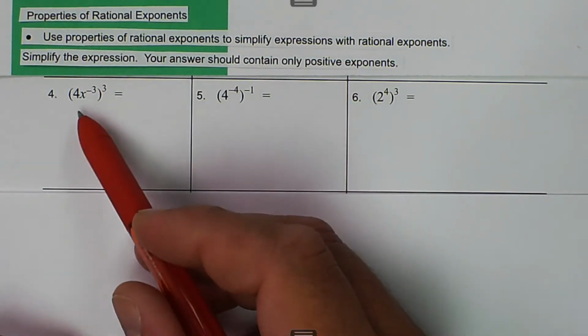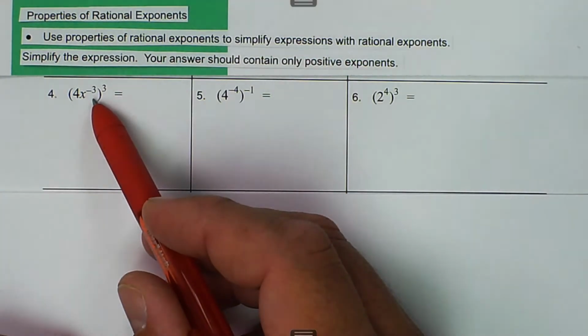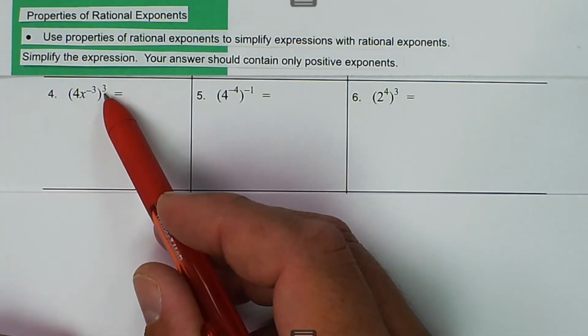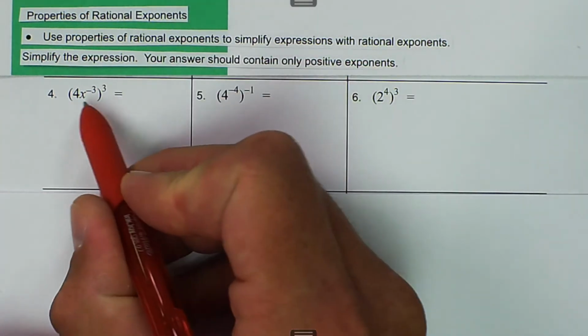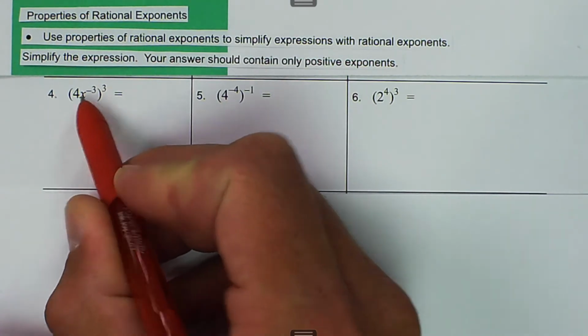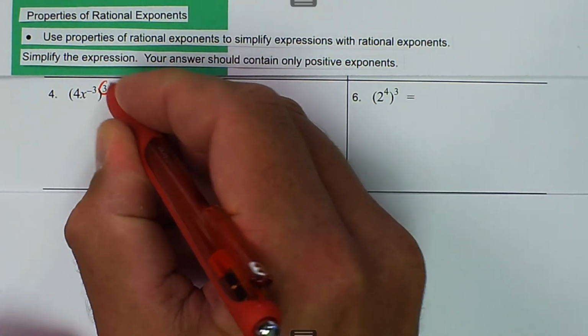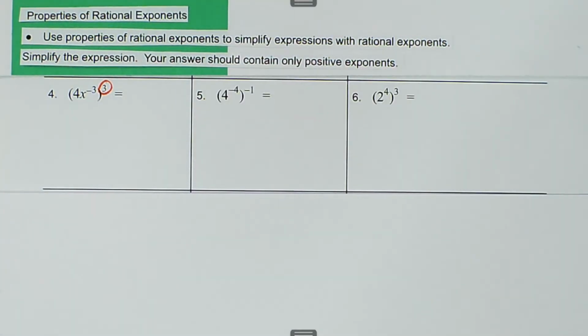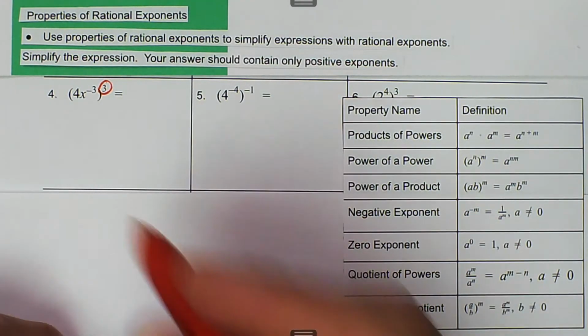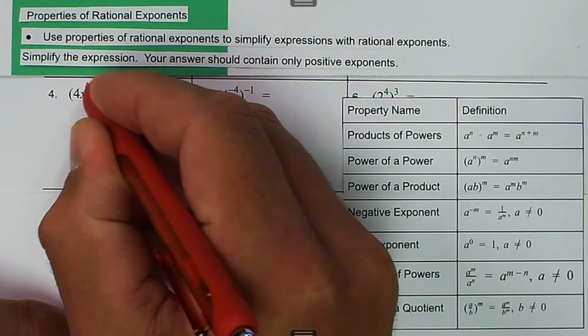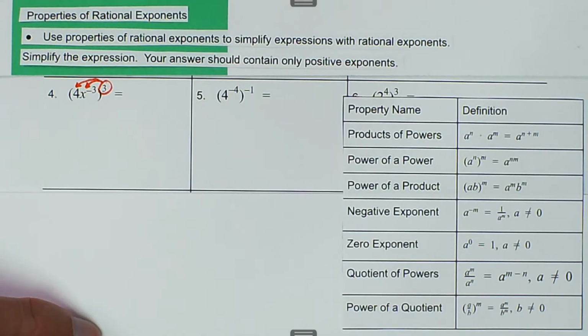So here we have 4x to the negative third, and then that whole thing is raised to the third power. So what we want to do for this one is power of a product first. So the product is 4 multiplied by x. So what that means is we're going to take that 3 and distribute it. So that's power of a product. We're going to distribute that 3 to both products inside the parenthesis.